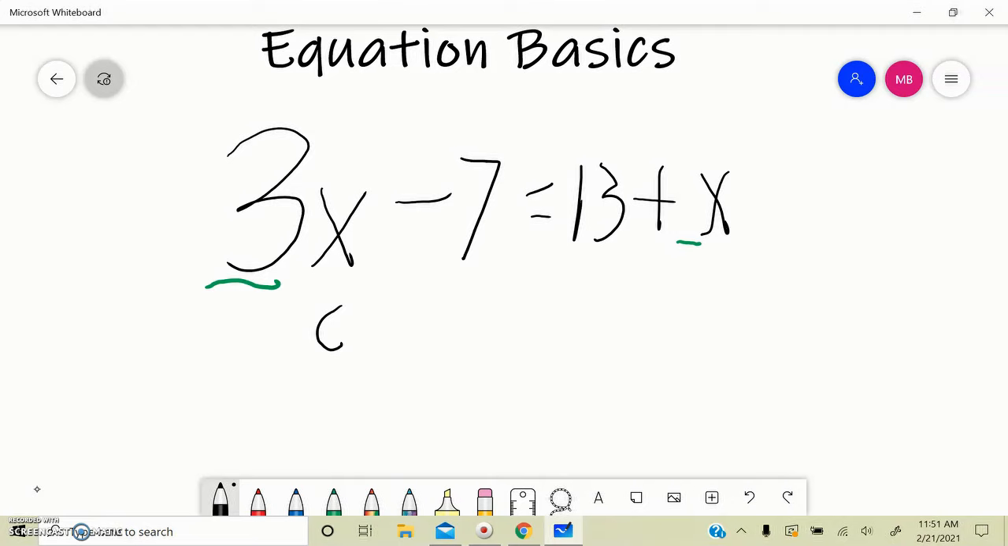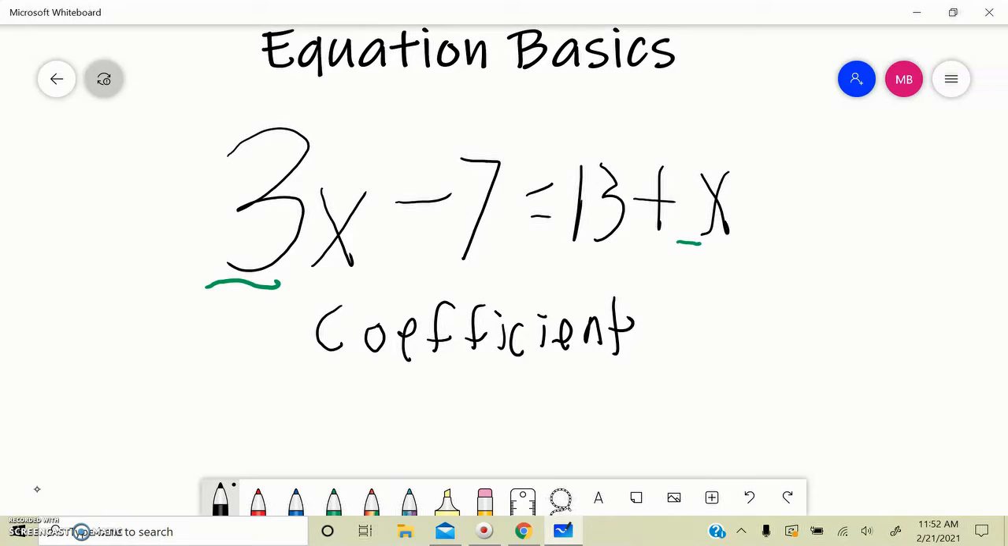These are called coefficients. Now, coefficients are different from constants. They're both numbers, yes, but coefficients are attached to the letters in the equation. That means that they could be doing multiplication or division. So, in most cases, you'll see them as multiplication, but you can also see those as division.